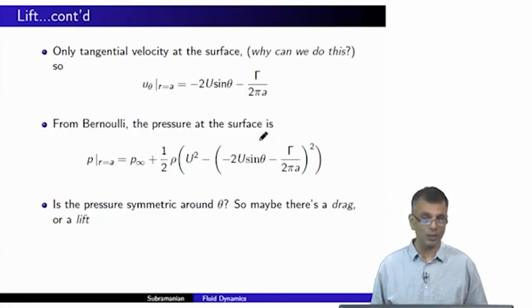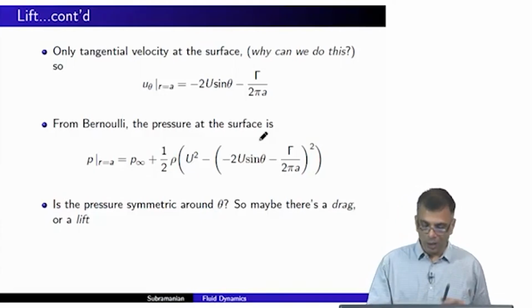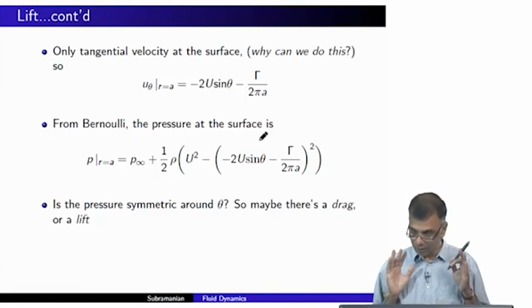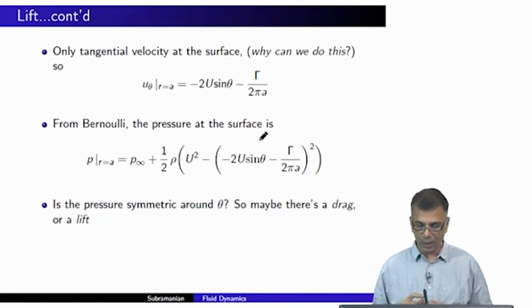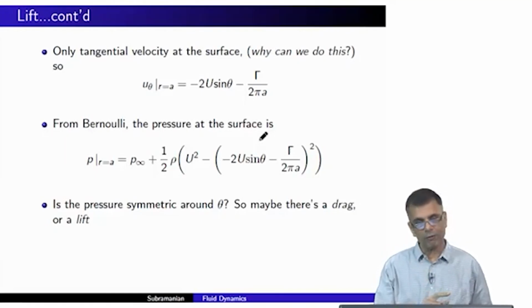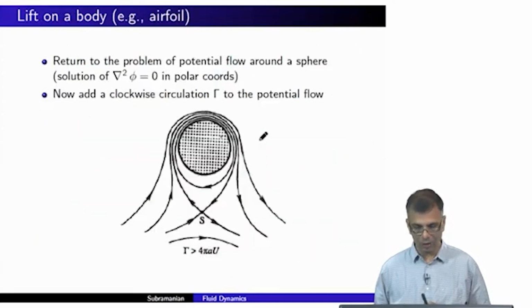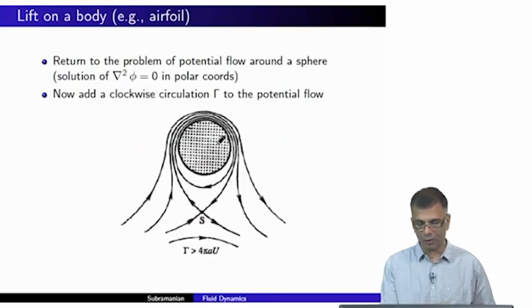Okay, one would just be the negative of the other. Because of the presence of the sine theta term, we know that there is a break in the symmetry, and maybe there's a drag or a lift. Now, the symmetry of the flow precludes a drag, because you see this, it's symmetric like so.